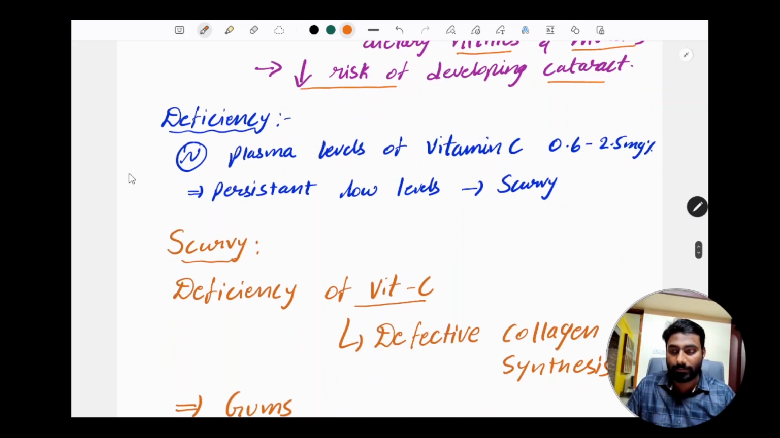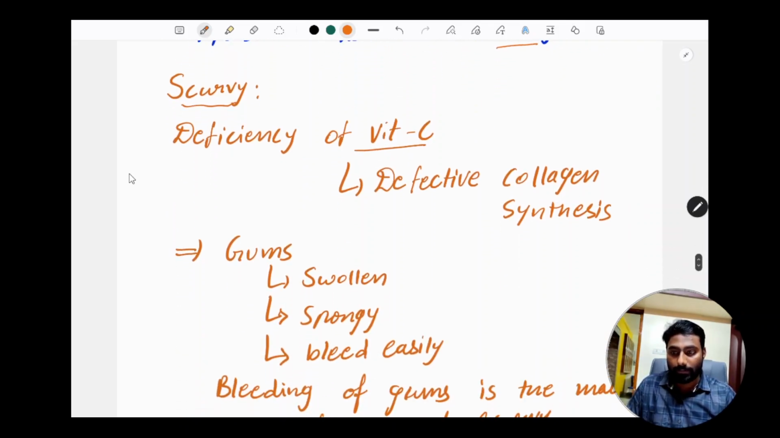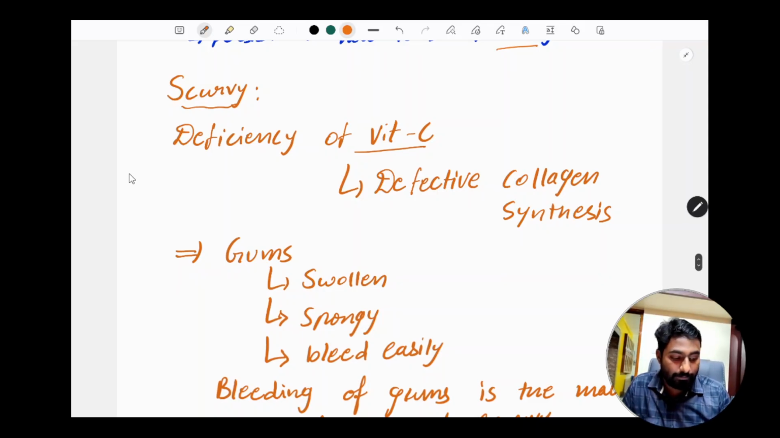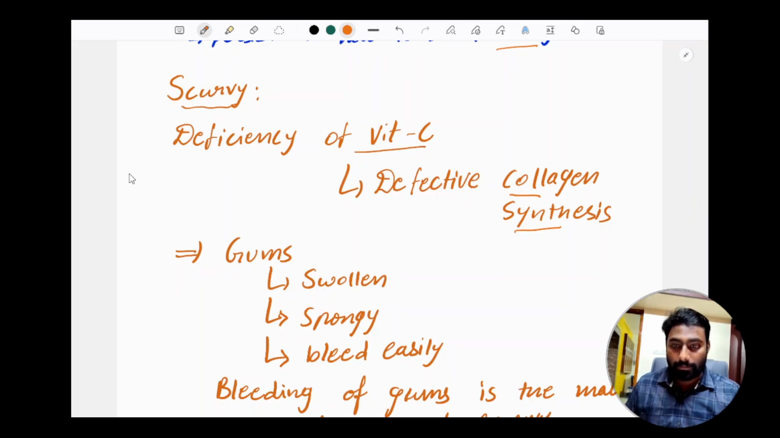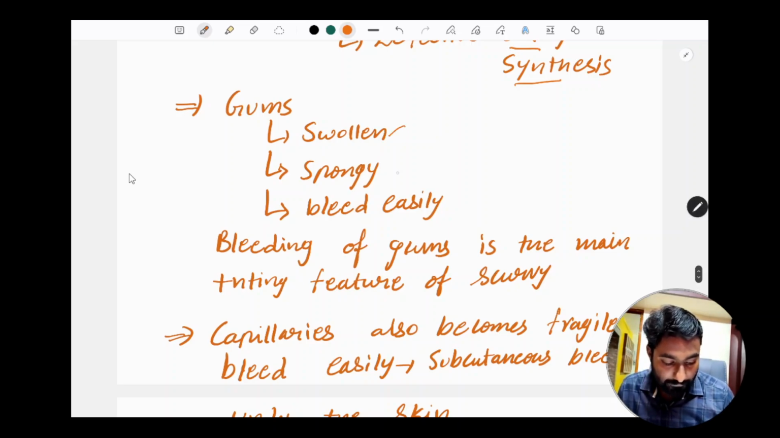We will see the deficiency. Normal plasma level of vitamin C is 0.6 to 2.5 milligram percent. Persistent low levels will lead to scurvy. In scurvy, there is defective collagen synthesis, because we have seen that during collagen synthesis, proline and lysine are converted into hydroxyproline and hydroxylysine with the help of vitamin C. What happens to the gums? They get swollen, become spongy, and bleed easily.